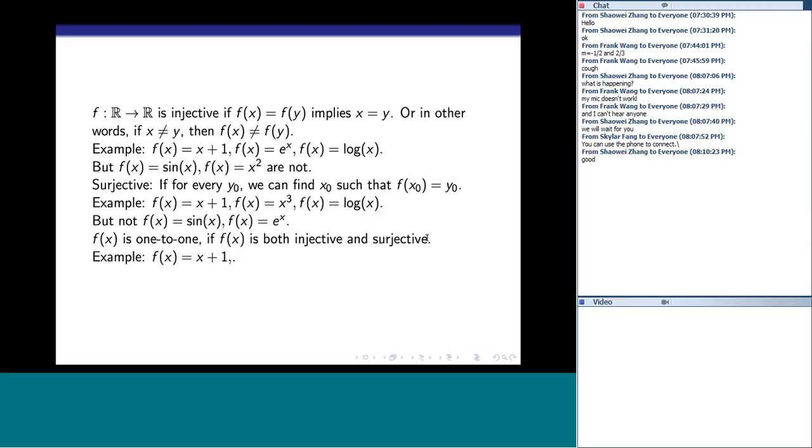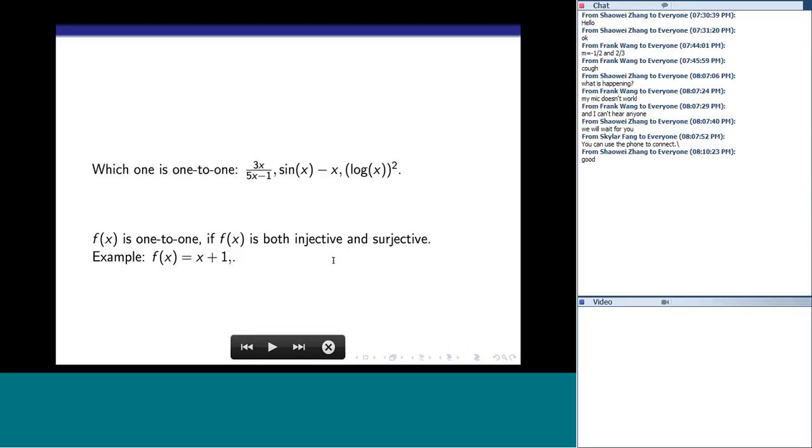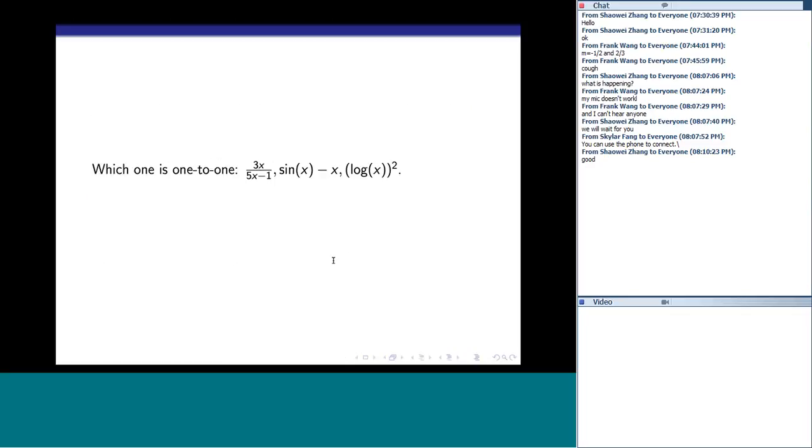Okay, so now the definition. The first one? Yeah, actually the first one is, we're going to learn this one in a minute. Okay. The first one is.